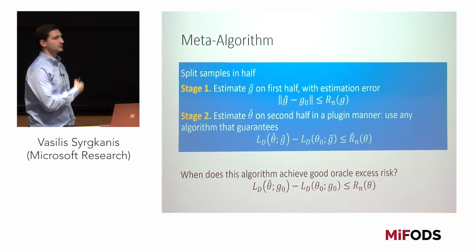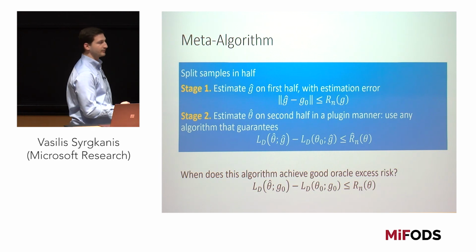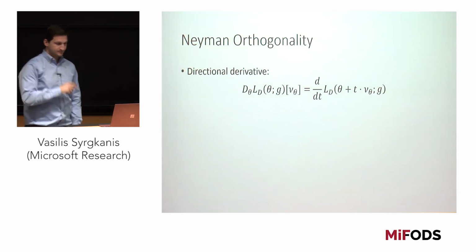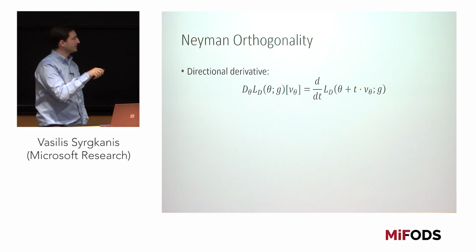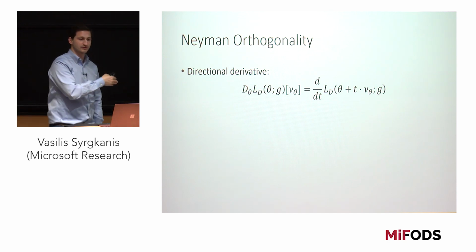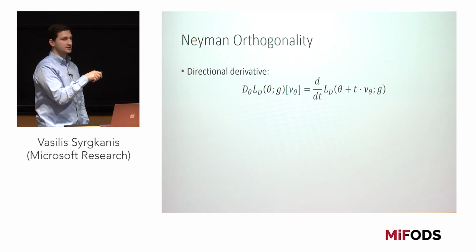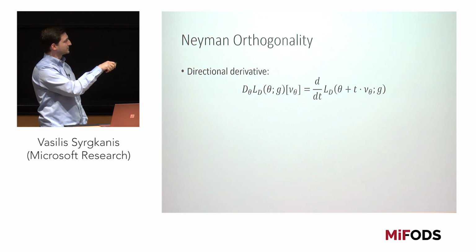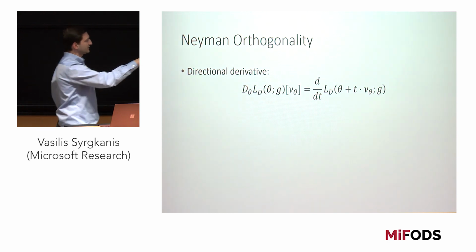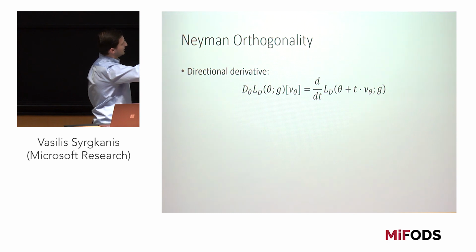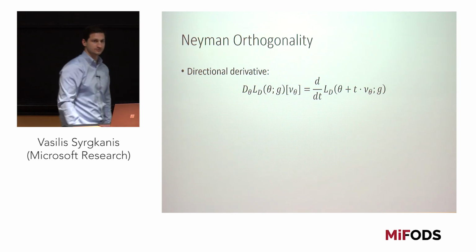To be able to do that, we'll need to introduce this notion of Neyman orthogonality of the loss function. To define the notion of Neyman orthogonality, we first need to define a directional derivative, because we're going to try to understand derivatives of our loss functions with respect to these functions. And the directional derivative is a pretty standard thing. If you have a direction nu in this function space, you define the directional derivative as the standard derivative when you're moving in that direction, evaluated at t equals 0.